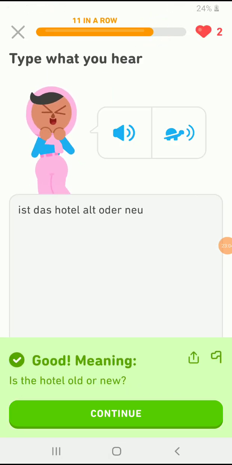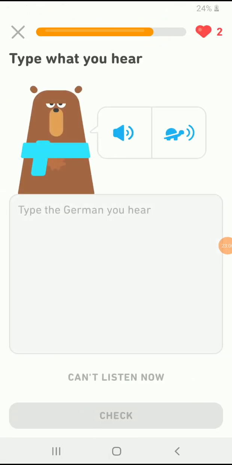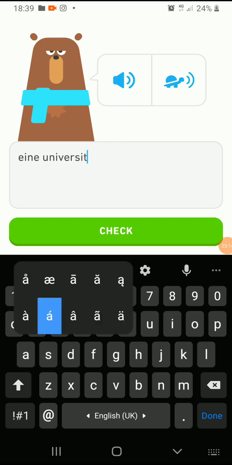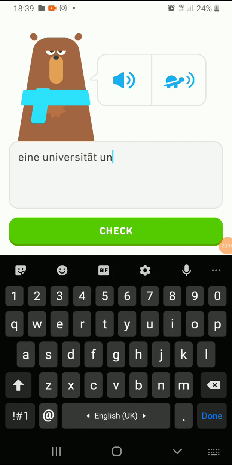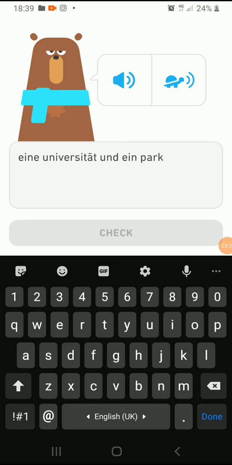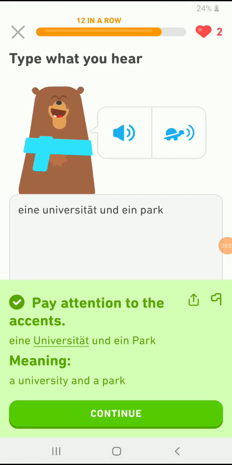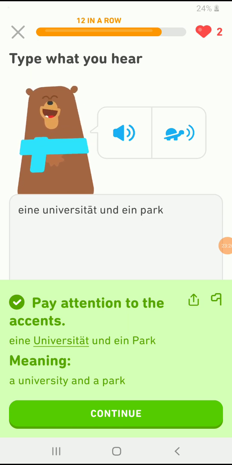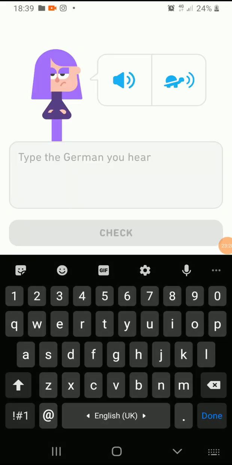So, yeah. Eine Universität und ein Park. Park is masculine, but Universität... Oh, I used the Macron, but it was not the Macron. Ist der Bahnhof weit weg?